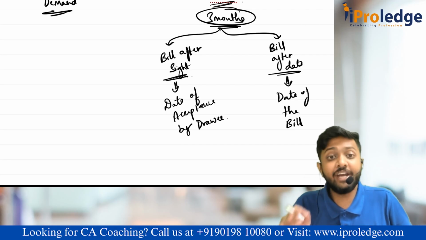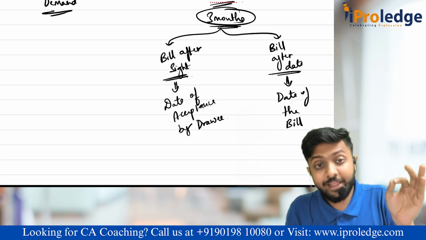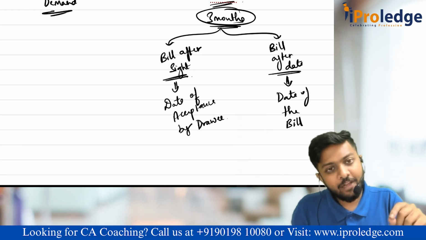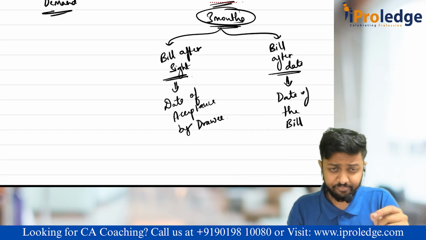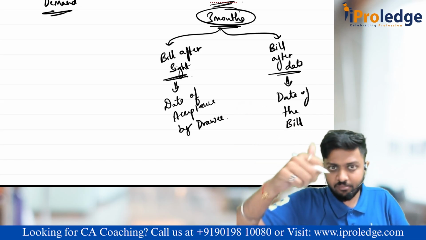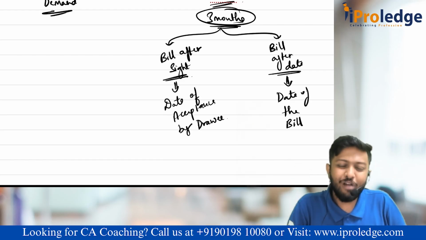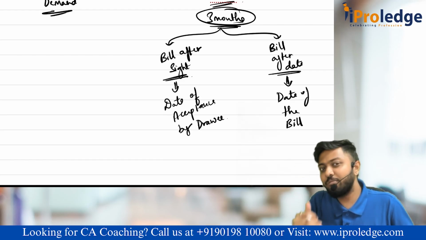So if it is bill after date, the 3 months period will start from the date when the bill is drawn. If it is bill after sight, the 3 months will start from the date when the bill is accepted by the drawee. Clear? Guys, 3 months is just an example. The period can be anything. In a bill of exchange, generally the period will be 3 months. That is why I'm using 3 months.